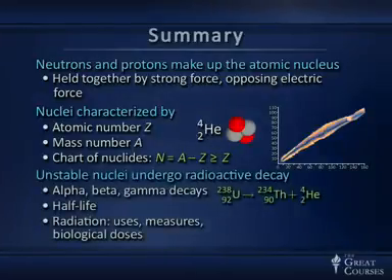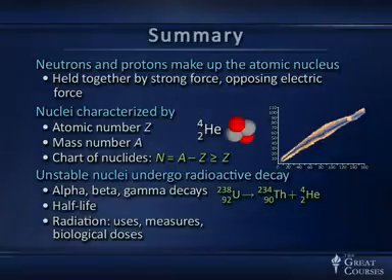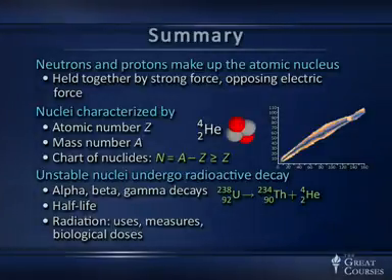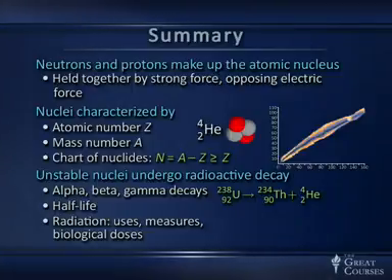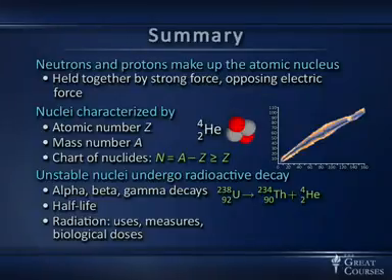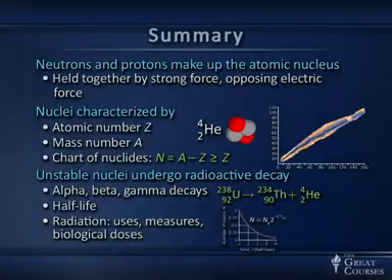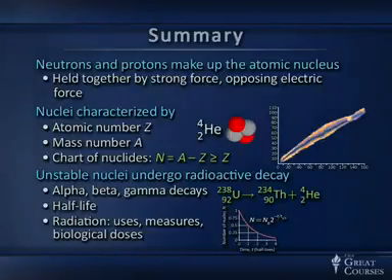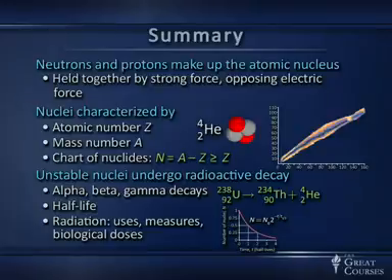Unstable nuclei undergo radioactive decay. Alpha, beta, and gamma were the 3 modes of decay we considered. A typical decay is alpha decay. The half-life characterizes the amount of time a radioactive nucleus hangs around, and those half-lives vary from tiny fractions of seconds to billions of years. There's the half-life decay curve. And we looked at radiation, we looked at its uses, we looked at its measures, and we looked at biological doses. So there's a summary.